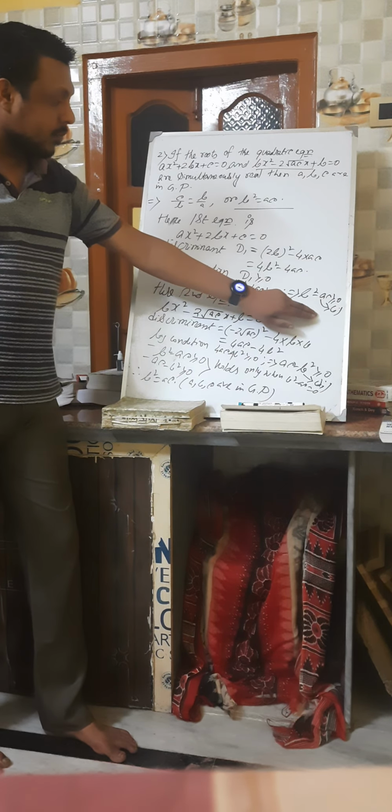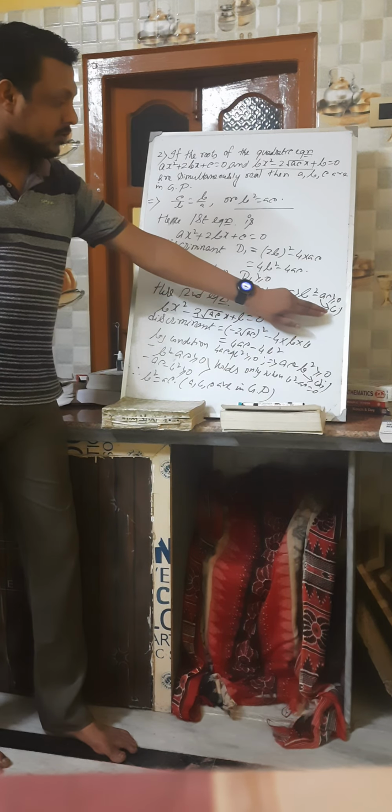I repeat, from condition 1 you get b square minus ac greater equals to 0. From condition 2 you get ac minus b square greater equals to 0. So combining these two conditions, you have b square minus ac equals to 0. Otherwise, these conditions cannot hold simultaneously. Now, when b square minus ac equals to 0, that means b square equals to ac, and from this you can write c by b equals to b by a, or a, b, c are in GP. That completes your problem.